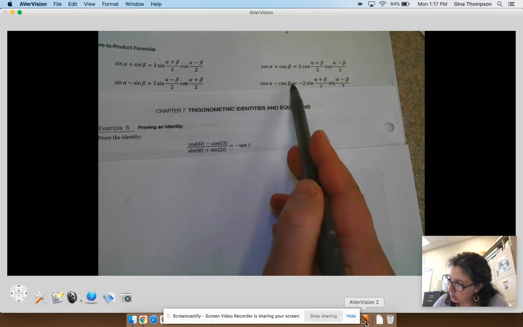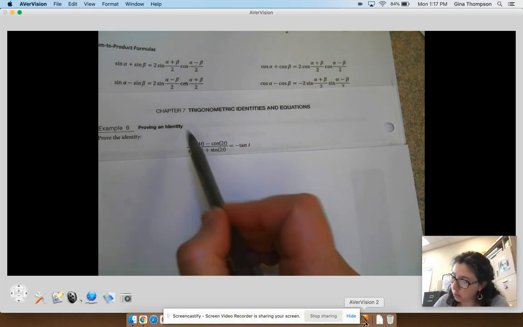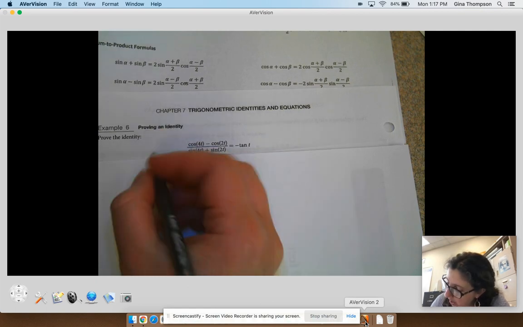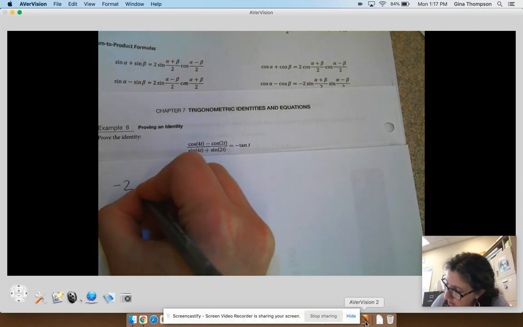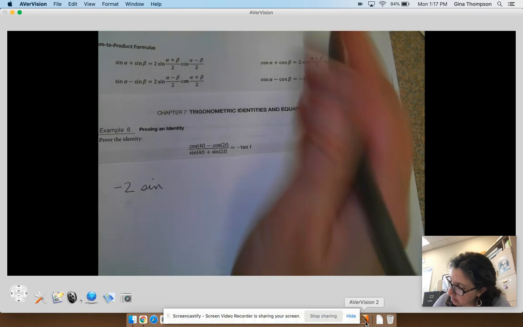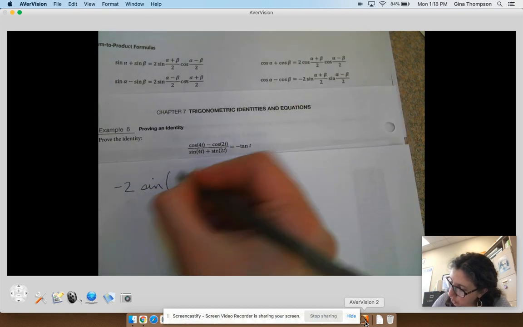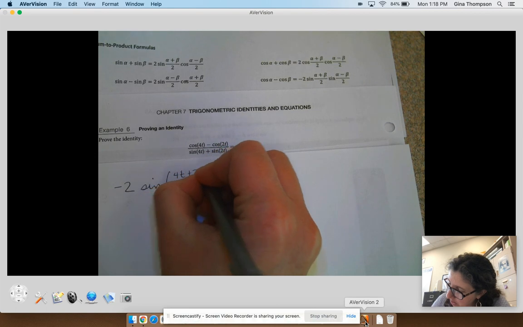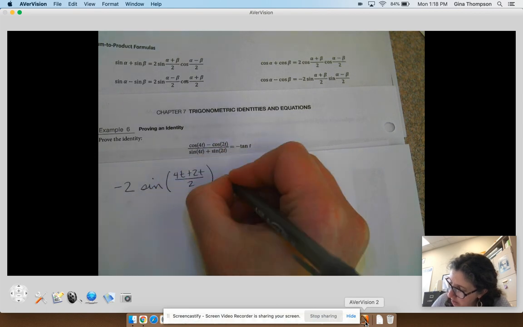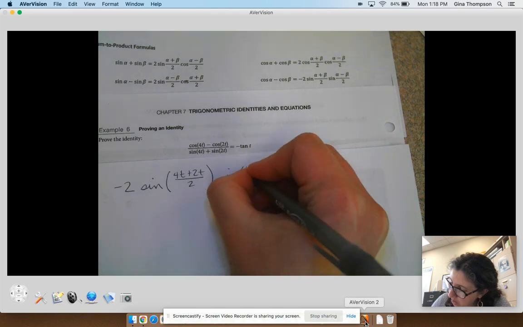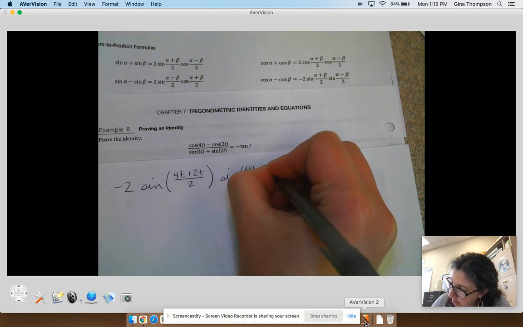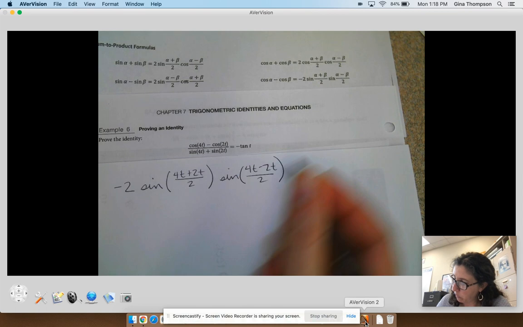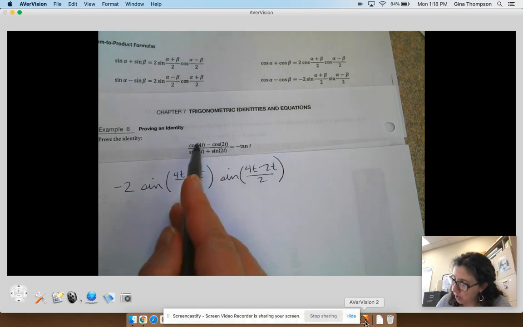Cosine of alpha minus beta. Let's look at this equation here. Let's replace the numerator with that. So we're going to have minus 2 sine of alpha plus beta over 2, so 4t plus 2t all over 2, times sine of 4t minus 2t all over 2. Right, that's my numerator here.